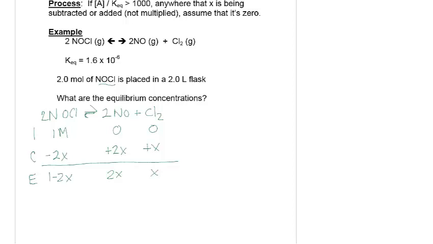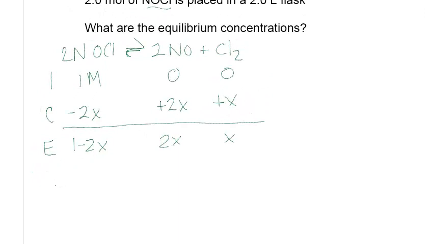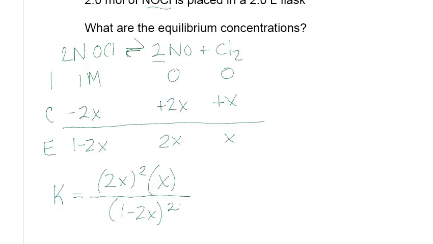Our KEQ equation will be K equals products over reactants. So it'd be 2x, and remember it's squared because there's a coefficient of 2. People always forget that. It is kind of tricky, but you've got to make sure you do it. And then 1 minus 2x, squared, on bottom. We know that the KEQ value for this equation is 1.6 times 10 to the negative 6th. So it's a pretty small K value, and we did start with a relatively large amount of our reactant. So let's see if we can approximate.